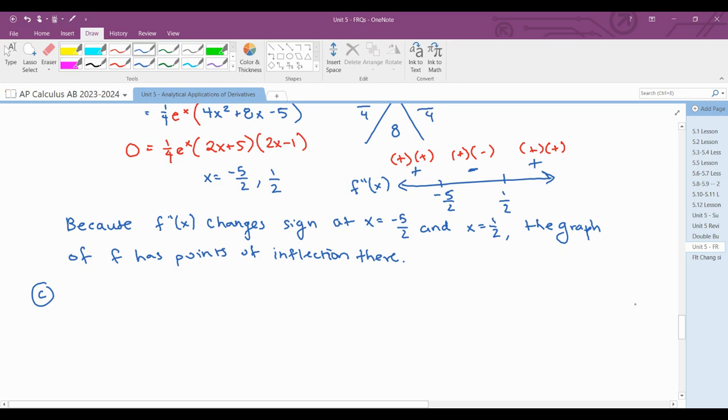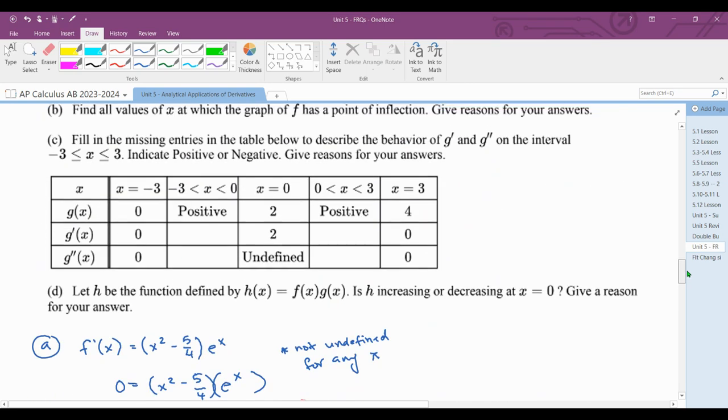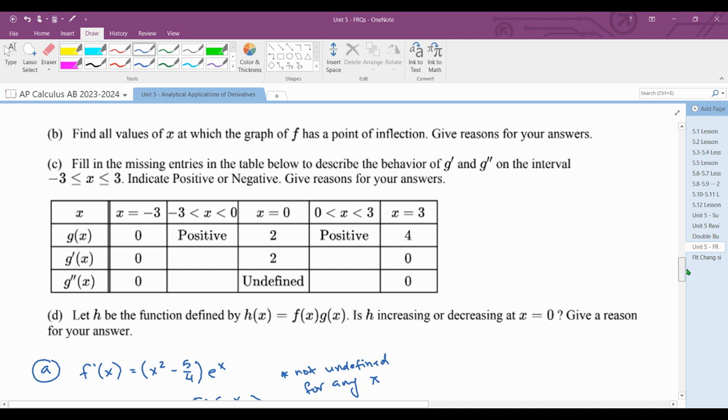All right, part C, is that the table? Okay, it says fill in the missing pieces of the entry in the table below to describe the behaviors of g prime and g double prime, or the second derivative, on the interval -3 to 3, indicate positive or negative. So it tells you exactly what you need to do there, so just make sure you read carefully. Give reasons for your answers.